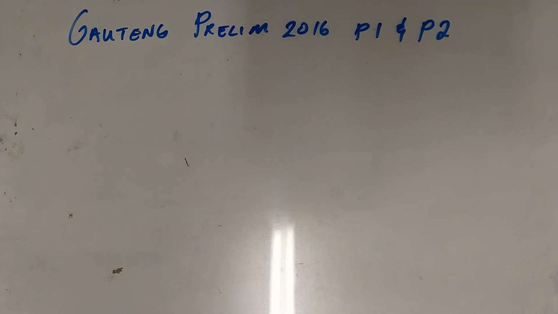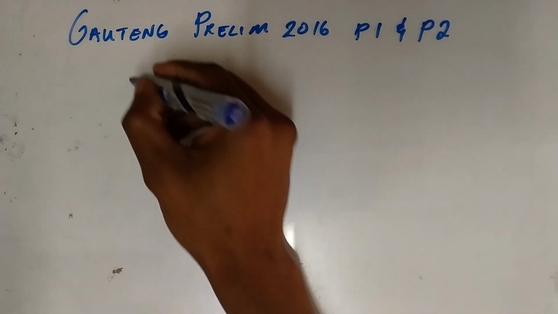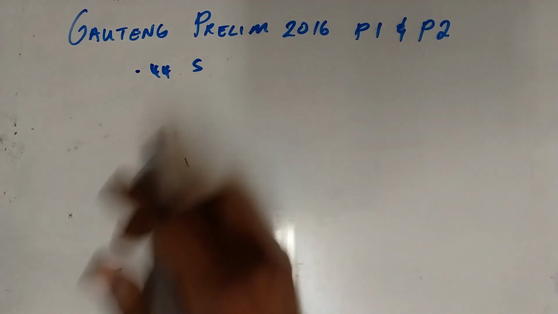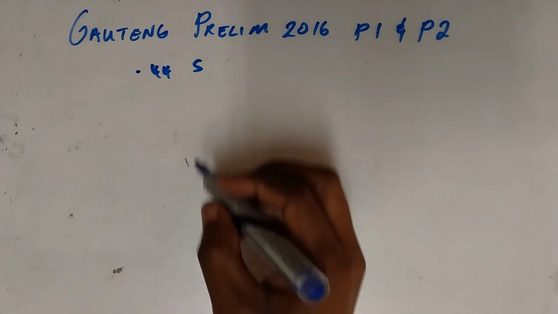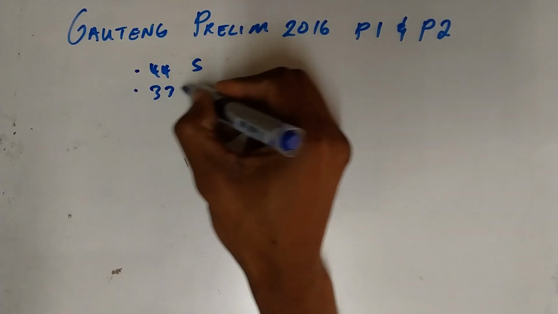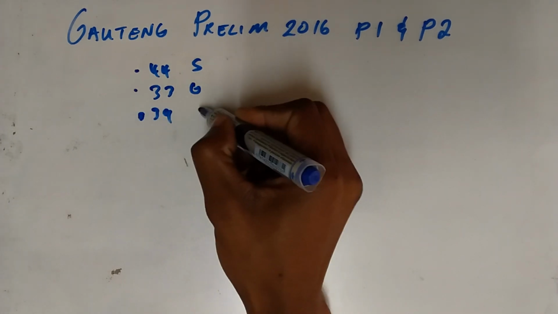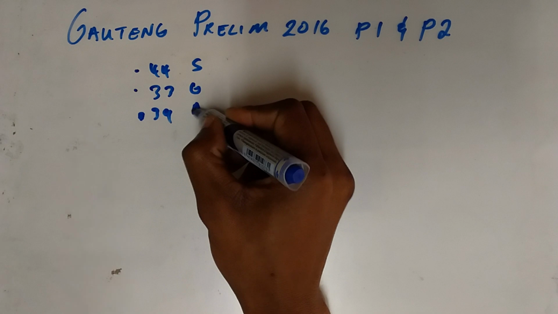Athletes' participation was recorded as follows. 44 participated in swimming, and I'll just say swimming is S. Then 33 participated in gymnastics, and then 39 participated in athletics.